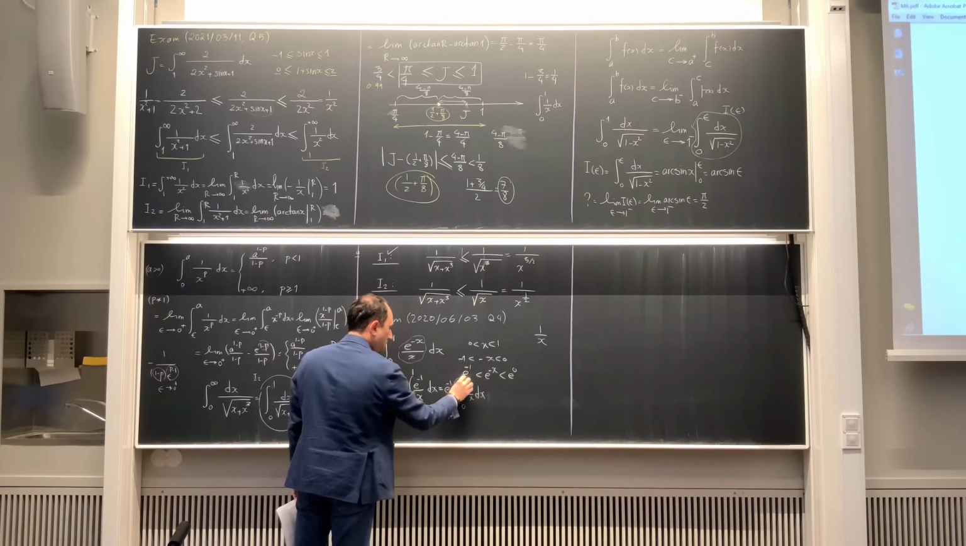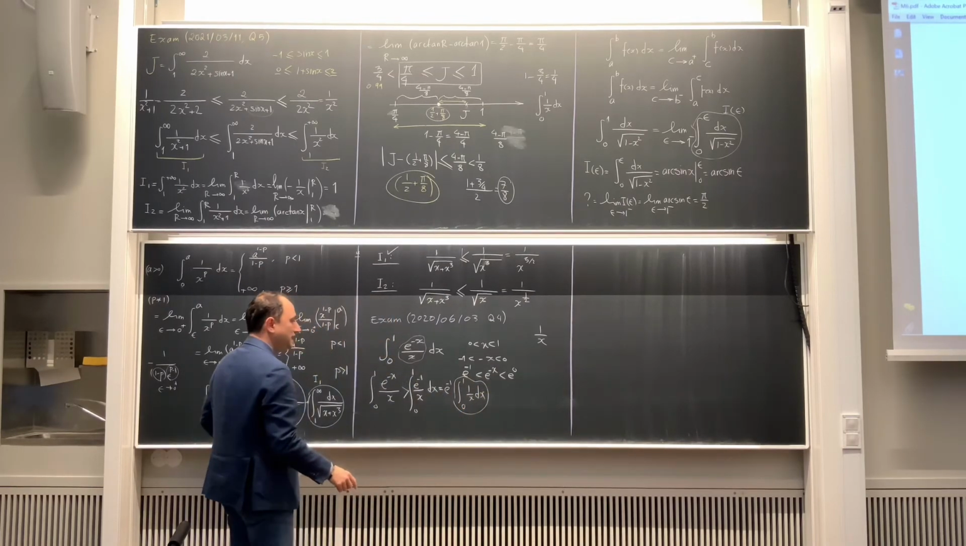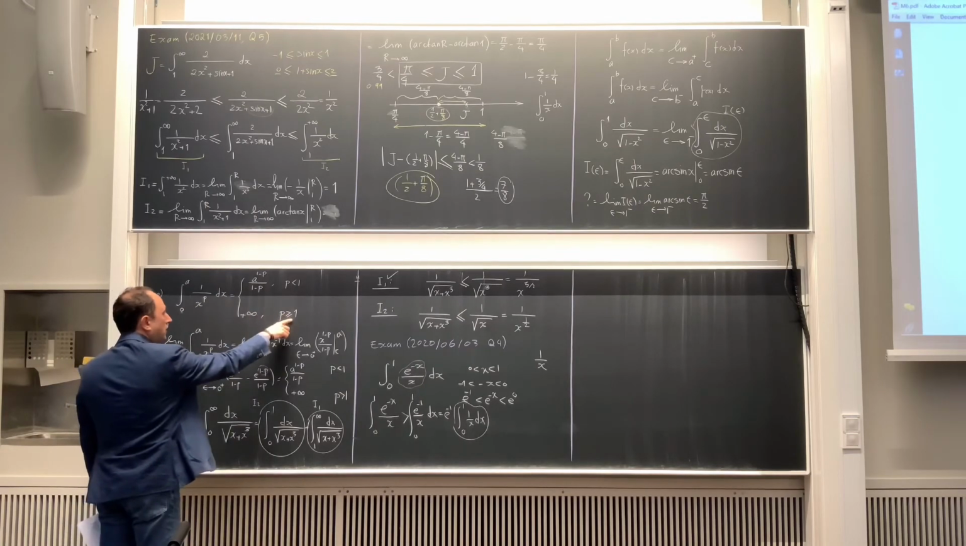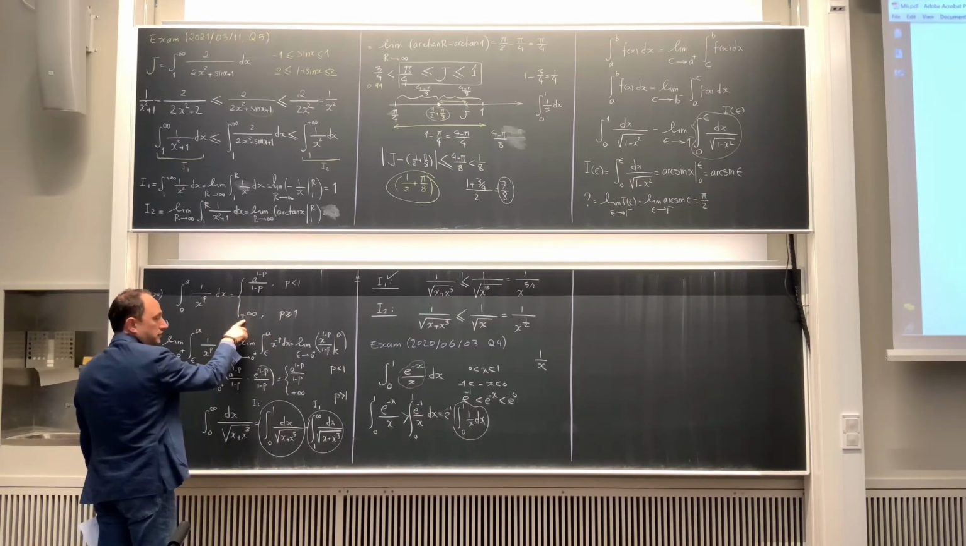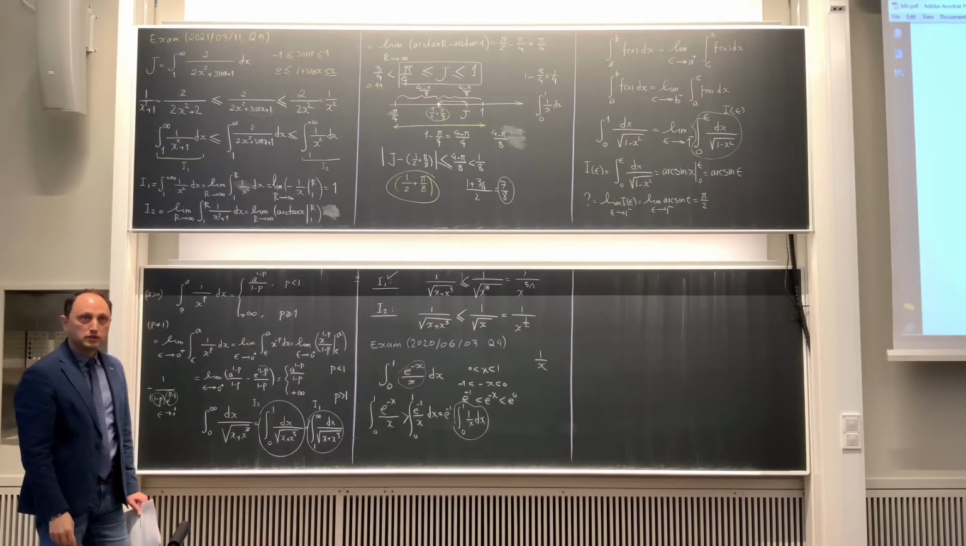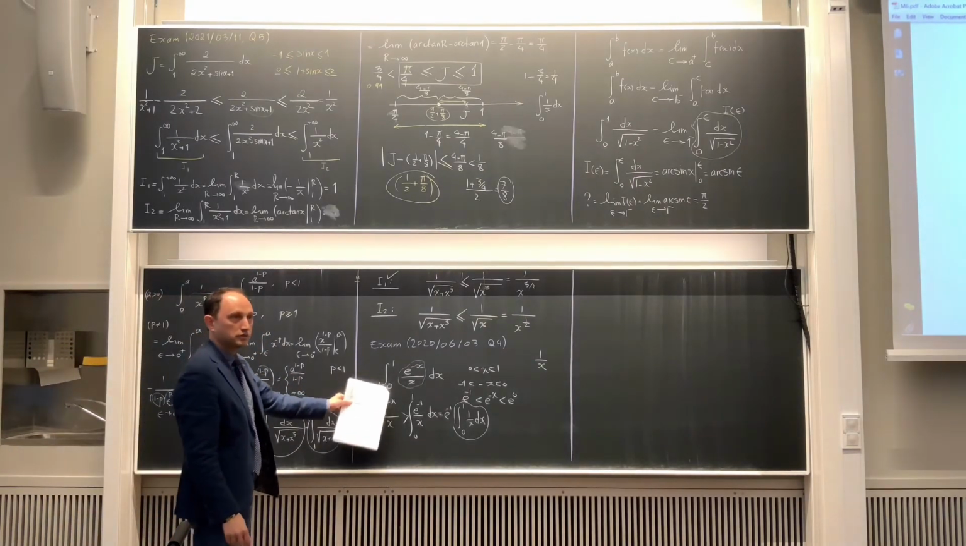But what type of integral is this? This is a p integral where p is 1, and this type of integral is divergent. So this means that the bigger one is also divergent. Yes, so this integral is divergent.